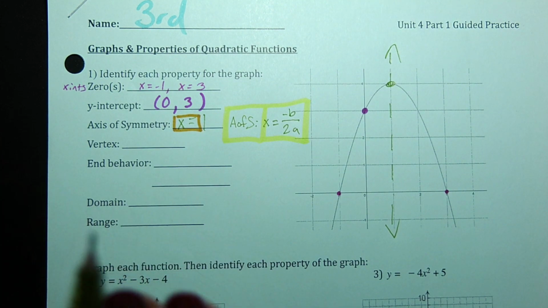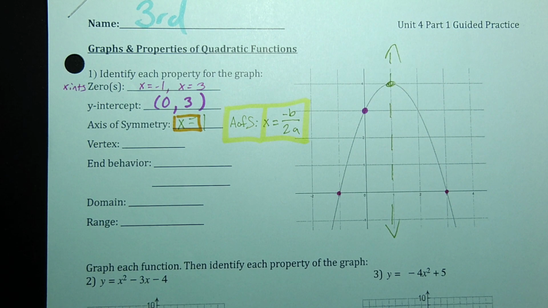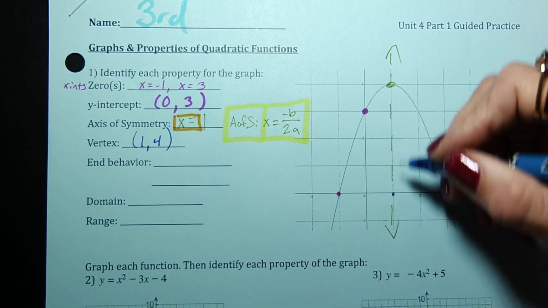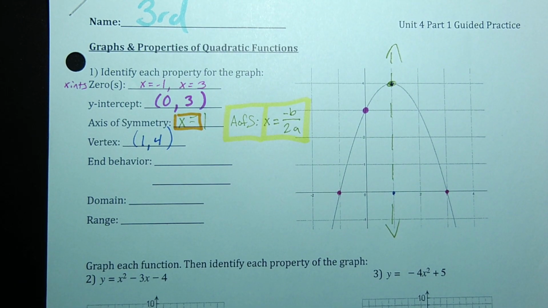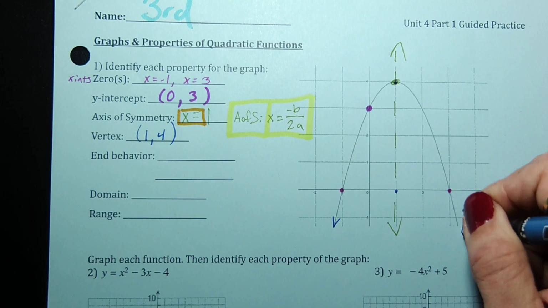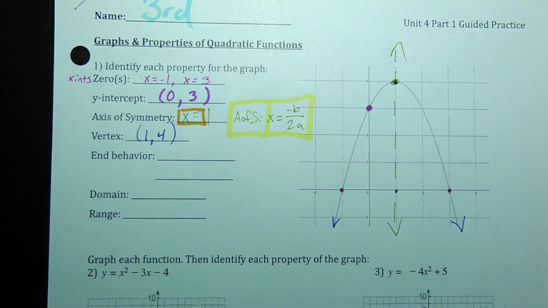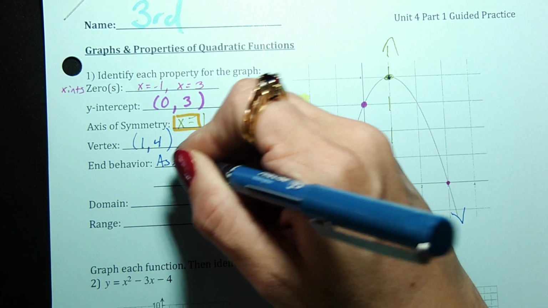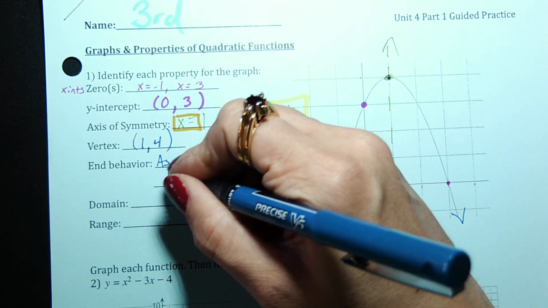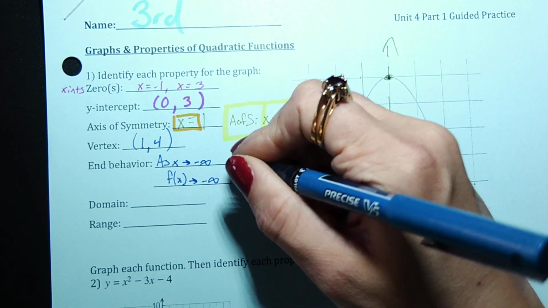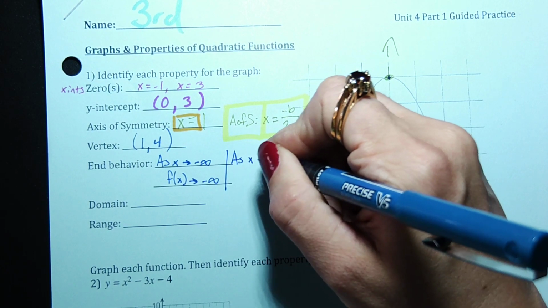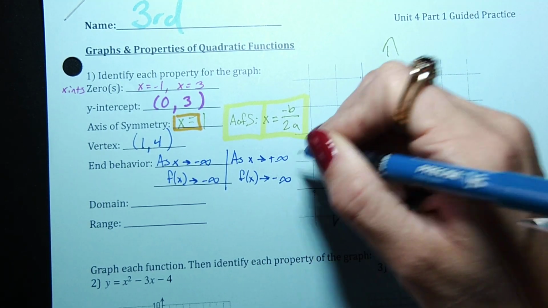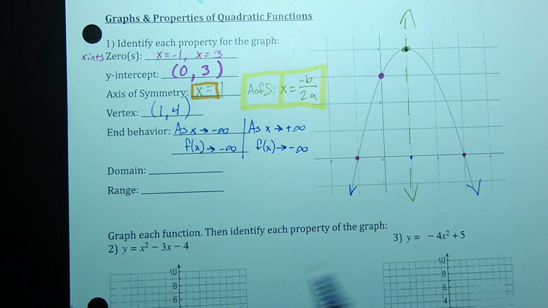What are the coordinates of our vertex? 1, 4. Here's 1, up to 4. That's where our vertex is. For our end behavior, it's going down and down, so towards -infinity on both sides. So that notation, as x goes towards -infinity, f of x goes towards -infinity. And as x goes towards positive infinity, f of x goes towards -infinity. So -infinity for both because we are going down, down.